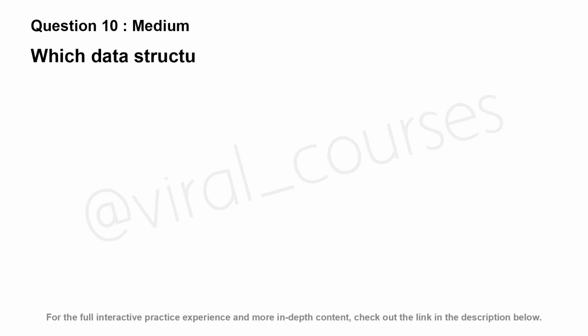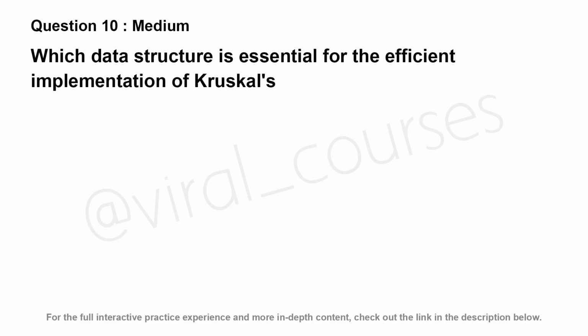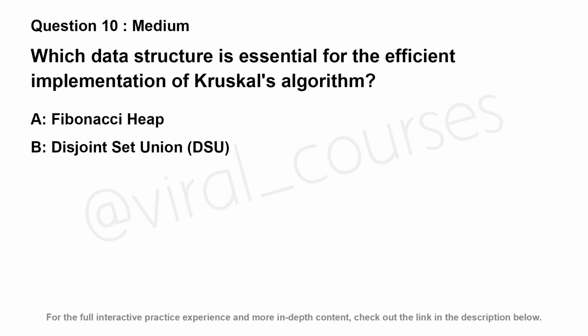Which data structure is essential for the efficient implementation of Kruskal's algorithm? Option A, Fibonacci heap. Option B, disjoint set union, DSU. Option C, segment tree. Option D, binary search tree.